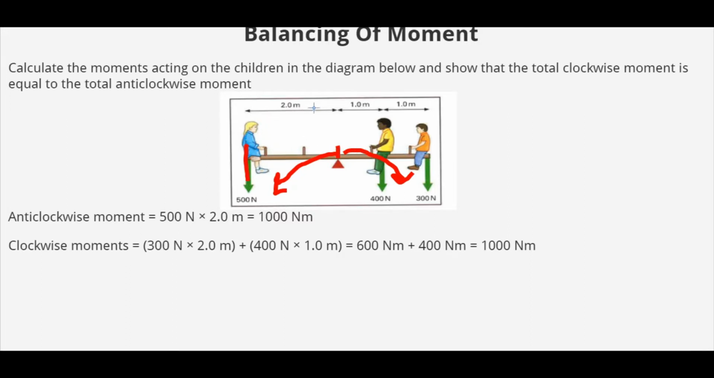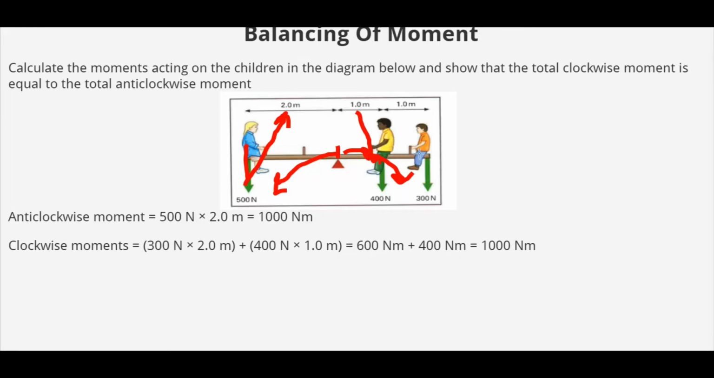Let's go for the anti-clockwise moment first. That means the distance is 2 meters, while the force involved is 500 Newton. Then I can multiply 500 Newton by 2 meters. That gives me 1000 Newton meter. But for the clockwise moment, we have two persons. That means we have two clockwise moments to add together. For the person with 400 newtons, the clockwise moment will be 1 meter times 400 newtons, since he is closer to the pivot.